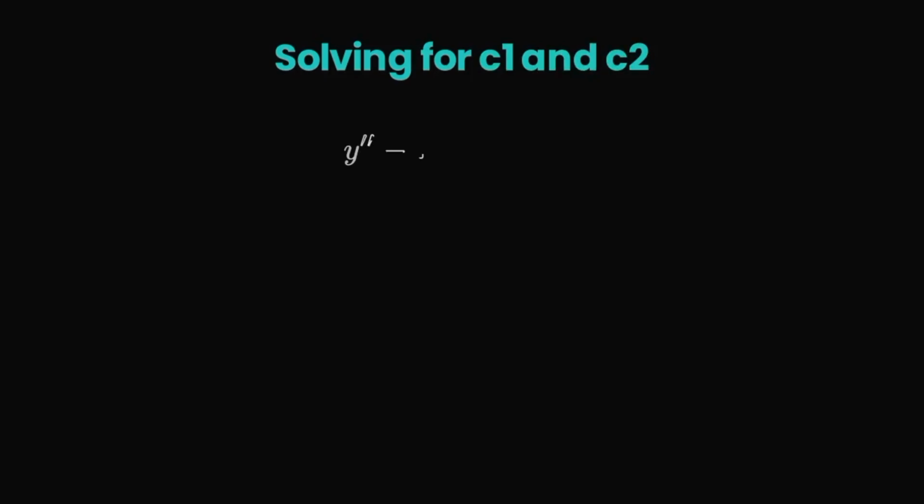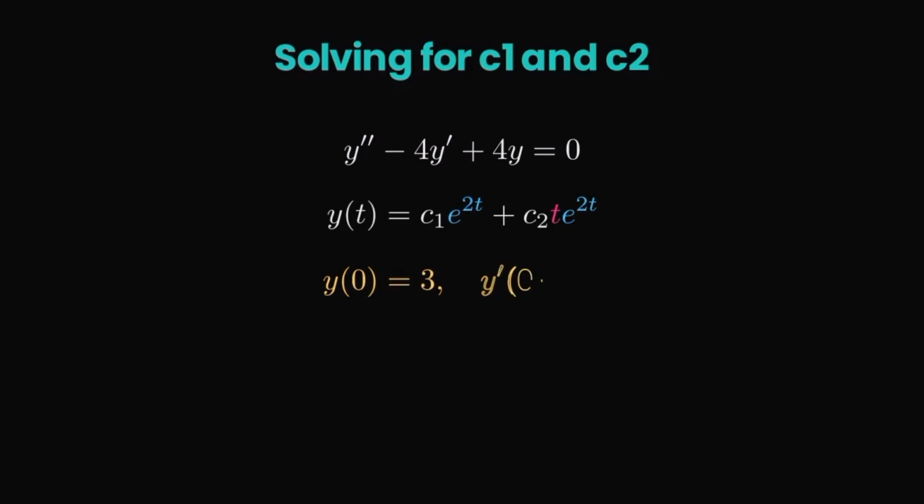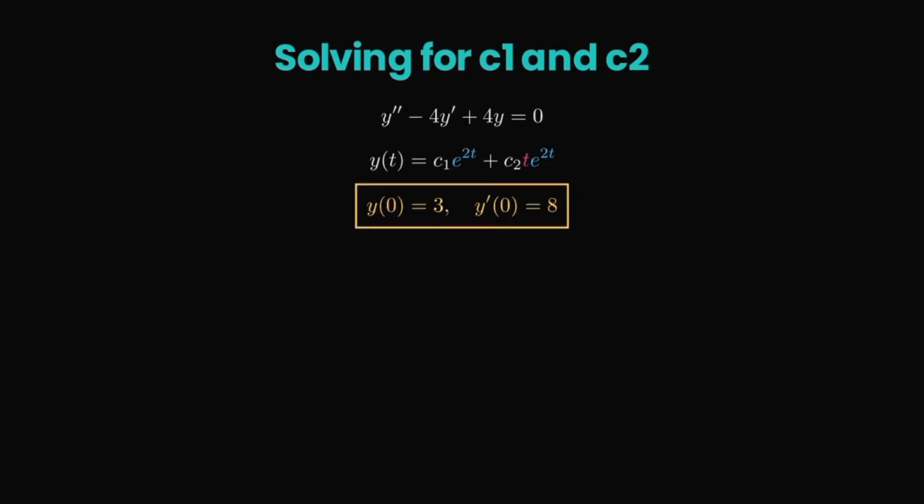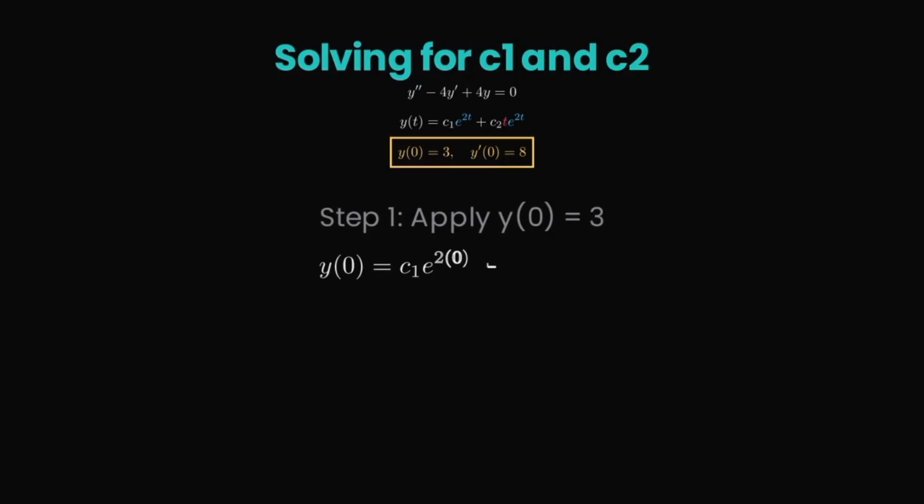So now let's see how to calculate c1 and c2. We previously derived the solution of our complex root equation, and initial conditions are given as y equals 3 at t equals 0 and its derivative is equal to 8 at t equals 0. So let's apply the initial condition to our function y of t at t equals 0. This gives us c1 equals 3.